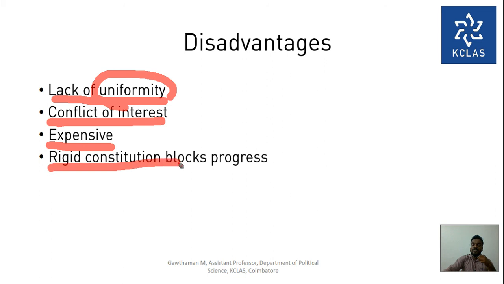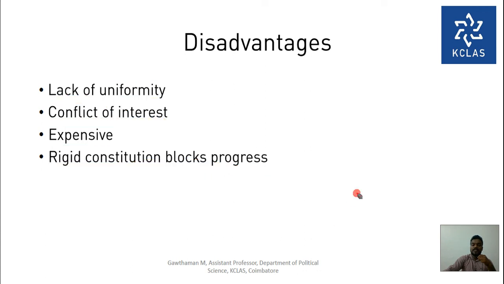And a rigid constitution blocks progress, because it is less adaptable to amendments or changes or updations. It can curtail progress and block progress in a society. So these are some of the important areas of the federal system of government. One of the best examples of a federal system of government is the United States of America, where you can find dual citizenship, and you can find a central government and state governments.